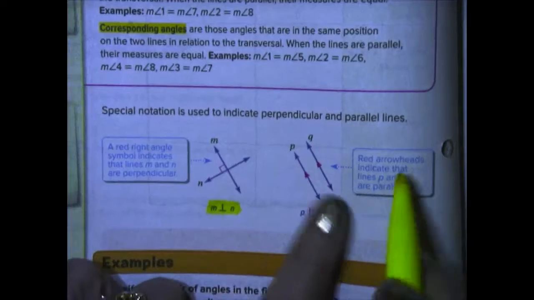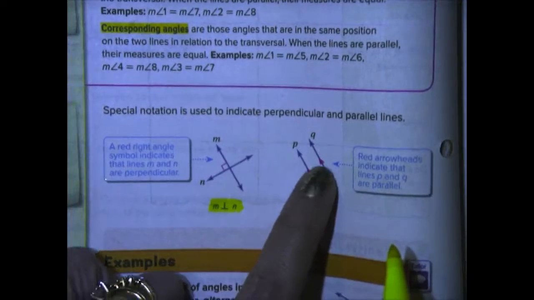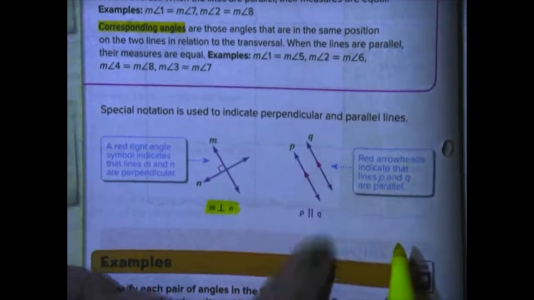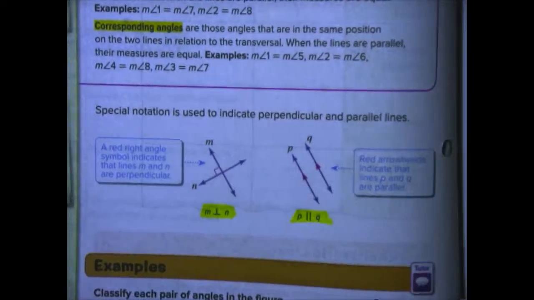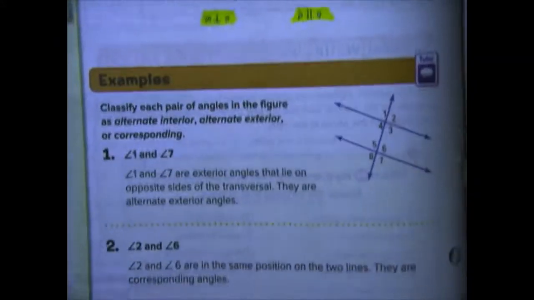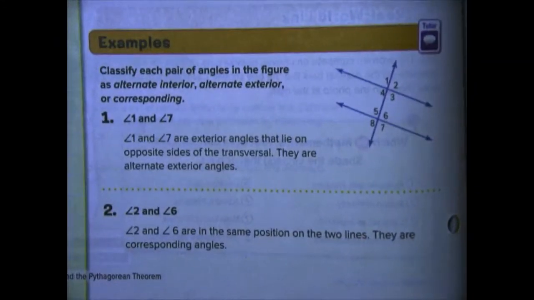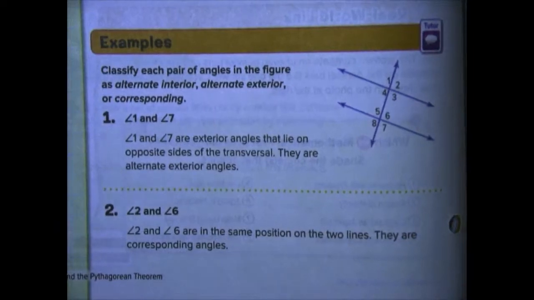Over here, the red arrowheads indicate that lines P and Q are parallel. So when you see those little arrowheads like that, that means the lines are parallel, and it could be written P is parallel to Q. Let's look down at the bottom at some examples. Classify each pair of angles in the figure as alternate interior, alternate exterior, or corresponding. So let's take a look at them.